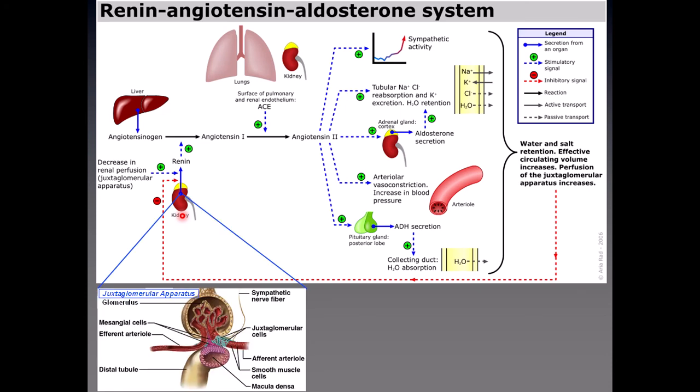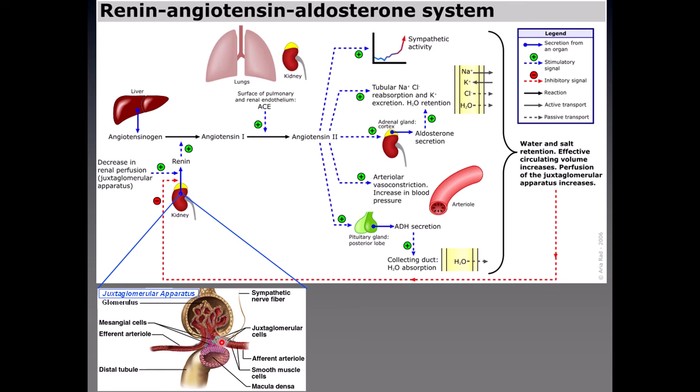If we talk about the juxtaglomerular apparatus, let's start from here. These are the afferent arterioles. These are the efferent arterioles. This is the glomerulus apparatus. At the afferent arterioles, there are the juxtaglomerular cells.